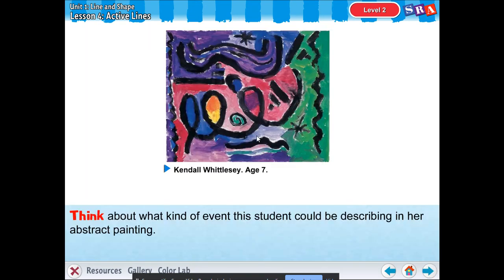Here's an artwork by an artist named Kendall Whittlesey, age 7. Think about what kind of event this student could be describing in her abstract painting. I don't know what kind of event it could be. Maybe she's talking about a birthday celebration or maybe New Year's Eve, something very active.